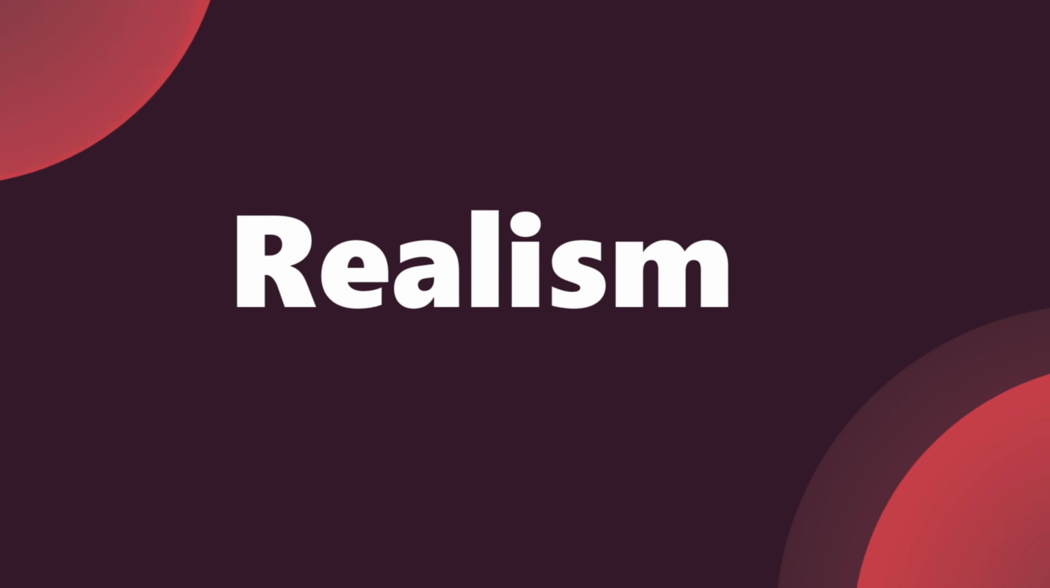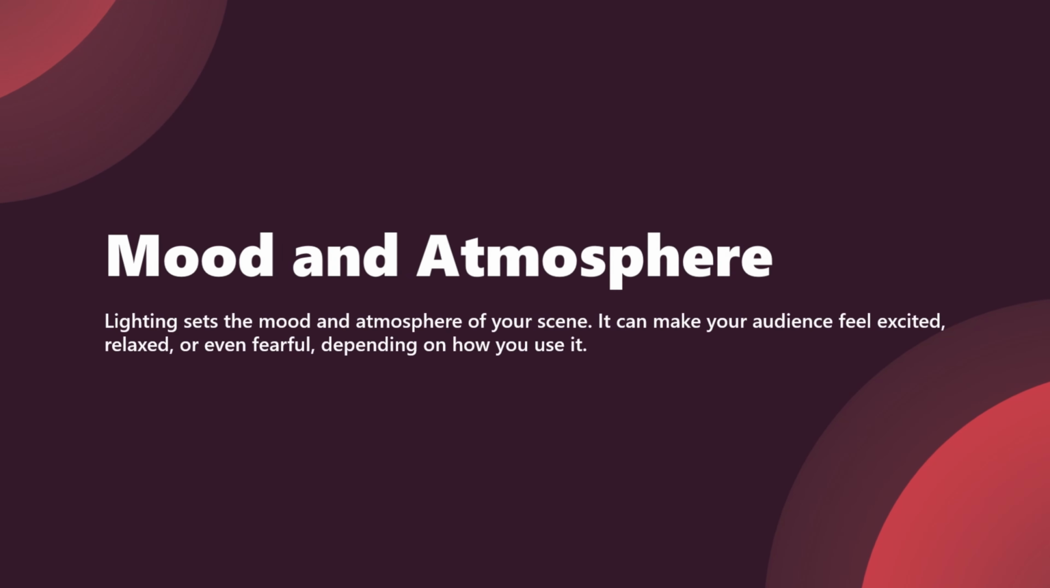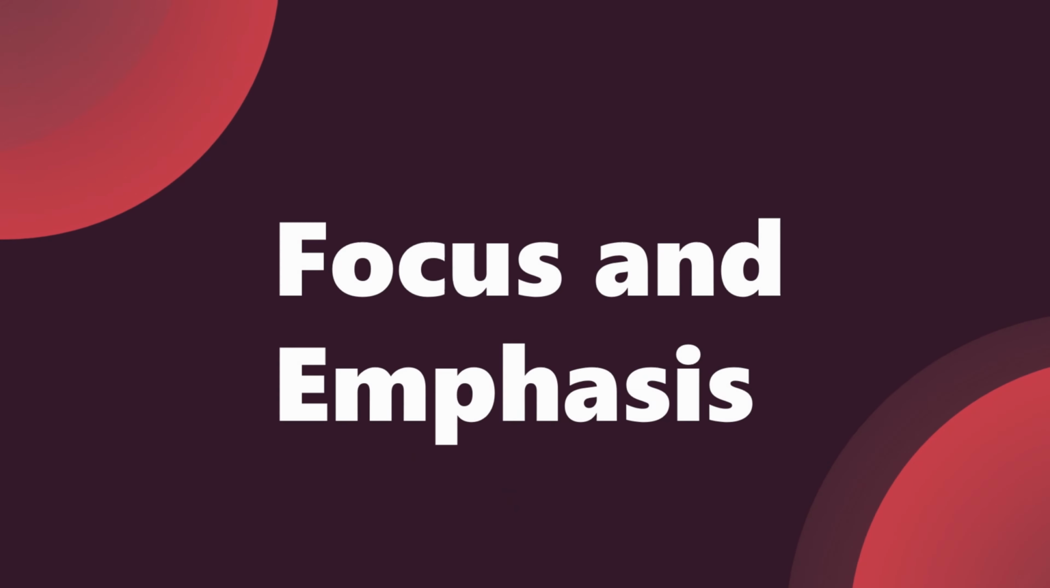Professional lighting makes your scenes look more realistic. It mimics the way light interacts with objects in the real world, creating convincing and immersive environments. Lighting sets the mood and atmosphere of your scene. It can make your audience feel excited, relaxed, or even fearful, depending on how you use it.